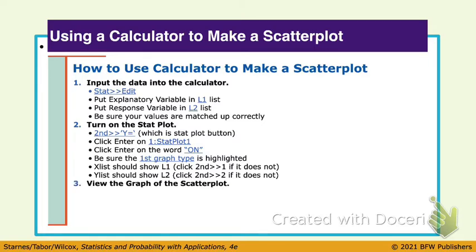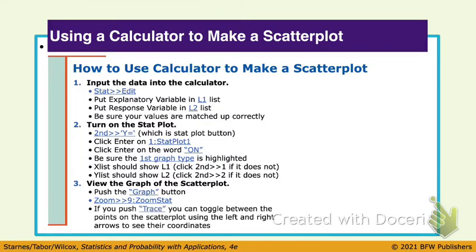Now you're going to actually view the graph. You're going to hit graph on the top right of your calculator. It's not going to be in the correct window setting. A quick way to get there is to hit zoom and the number 9. That's the zoom stat. So zoom 9. And then you should see the scatter plot.